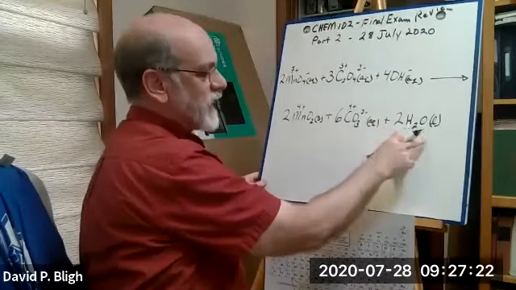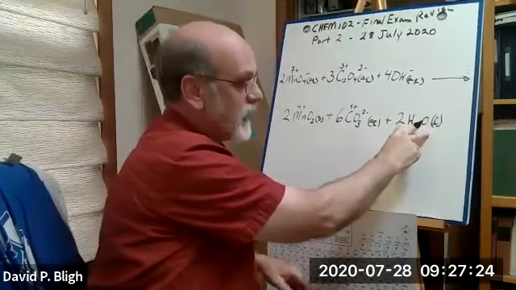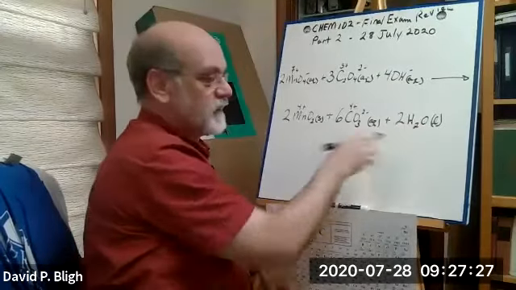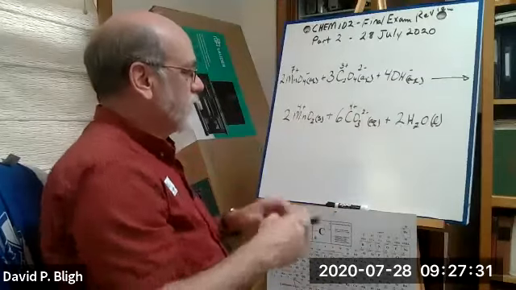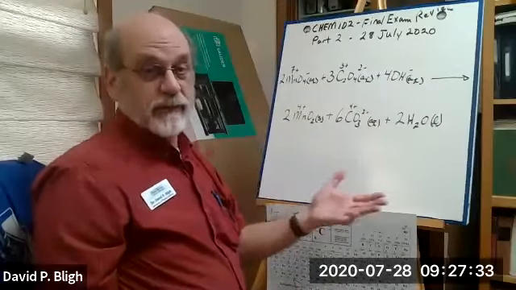And on this side, same thing. Oxygen is 2 minus, hydrogen is 1 plus. Add them up, and you get a neutral compound. So we're good there.